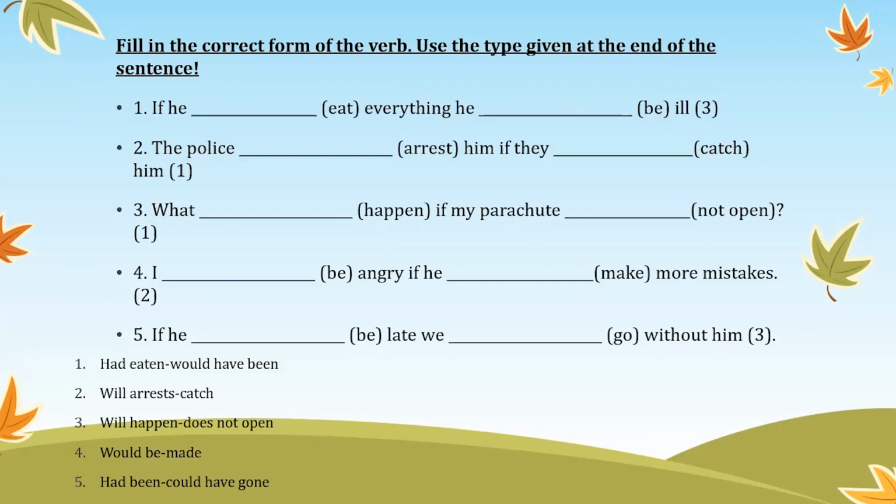Fifth one, and here you're going to use the third conditional. So if we had been late, we could have gone without him. So again, I'm telling you as a summary regarding conditional clauses, nothing is serious here. Just remember the usage of each conditional.